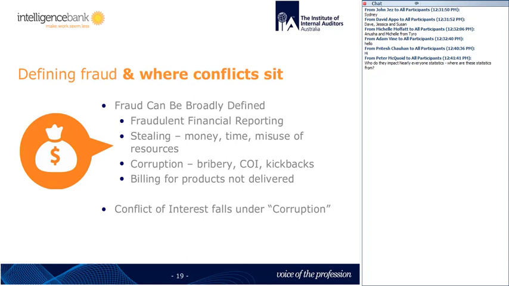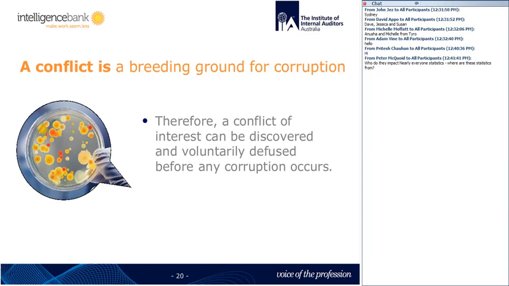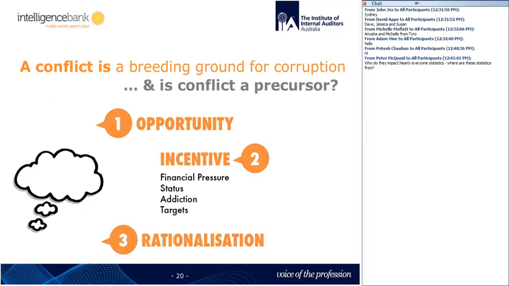Where conflict of interest lies is in the corruption area. The conflict provides the opportunity for corruption to happen. Another way to think about it is that a conflict is in essence a breeding ground for corruption. So what's important in your policies and systems is that a conflict of interest should be declared, discovered and voluntarily diffused before the corruption happens. That's why COI is a very important part of your policy internally.